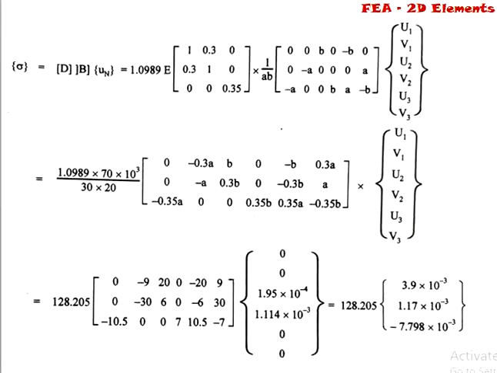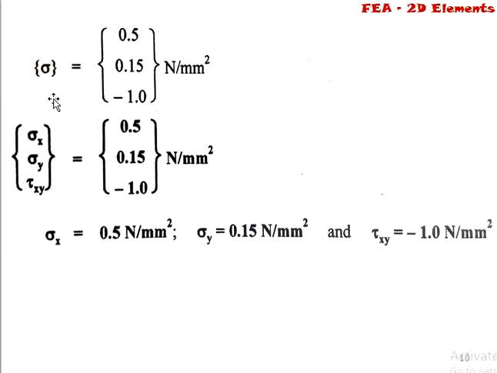Lastly, suppose we want to calculate stresses. Stress is equal to D into epsilon, and epsilon is nothing but B into u. We have the value of D as well as B and u. Just put all values in matrix form, multiply and simplify, and we'll get the last matrix for stress in x direction, in y direction, and the third represents shear stress in xy, because we consider it as a plane stress problem. Thank you.